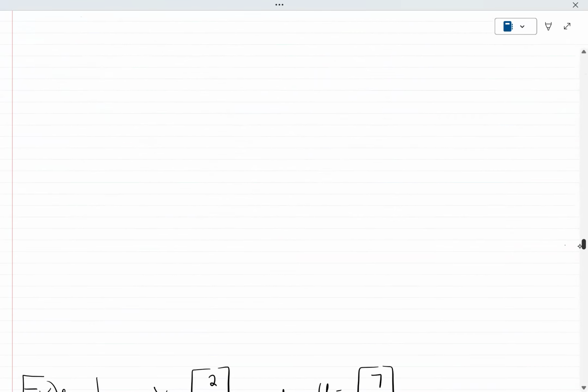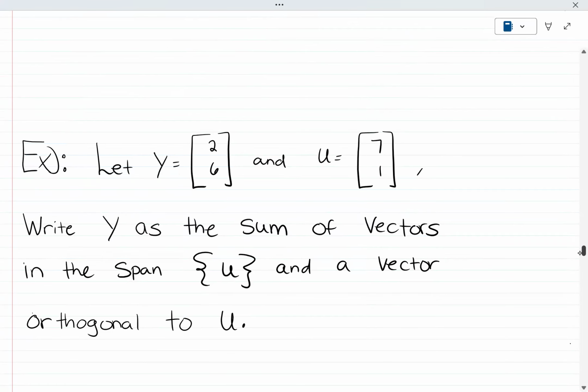Okay, let's move on to the next example. This example says vector y equals 2, 6, and vector u is 7, 1. Write y as a sum of vectors in the span of u and a vector orthogonal to u. What does that mean? So basically, we want to find y. So let's use what we know.